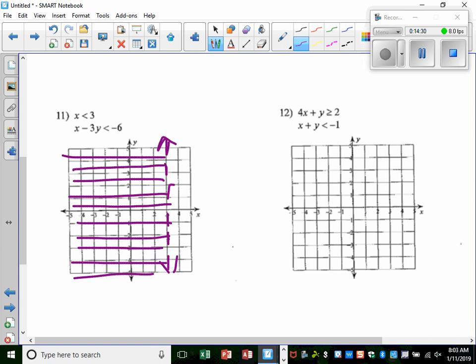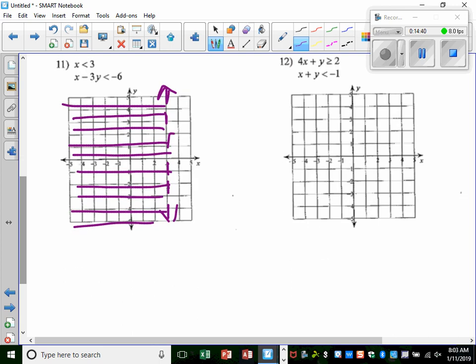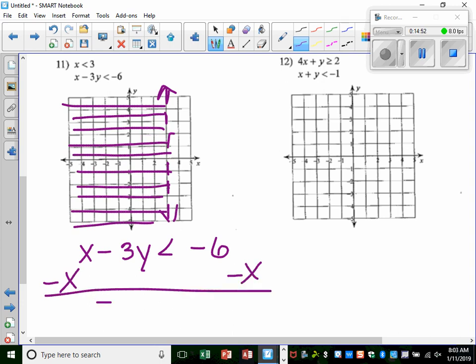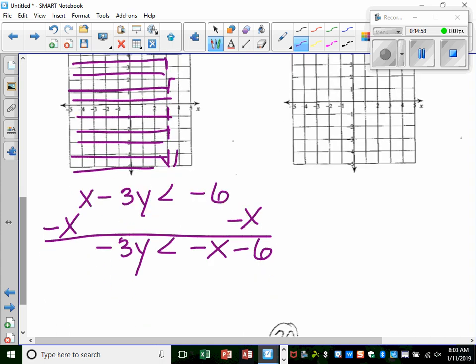All right. So now the second one and all the ones up here are not in slope-intercept form. So we're going to have to take this question and we're going to have to solve this for y. So we're going to subtract the x to the other side. Okay, you guys know how to isolate a variable. And this will give us -3y is less than -x minus 6. Always put your x term first.